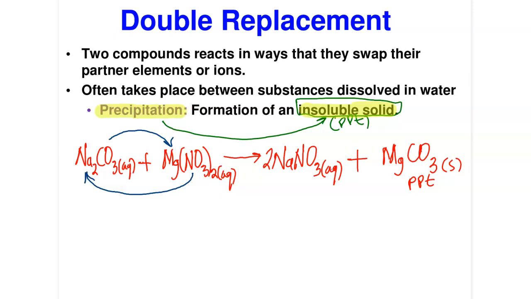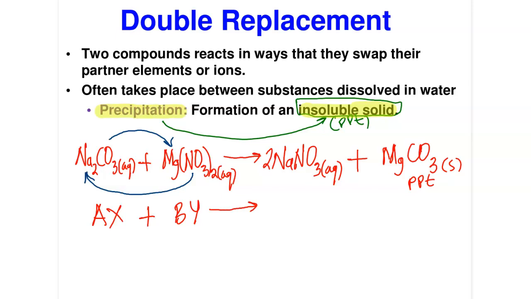Another good example will be, so before I do another example, let me now show you the form. Now, the form in which this thing reacts is that, okay, let's write it. So it's going to be AX plus BY. What will it give you?